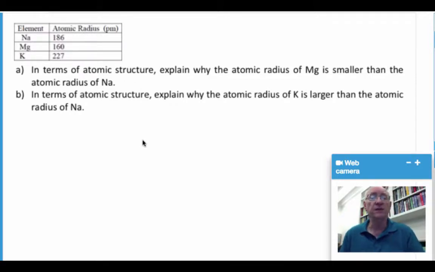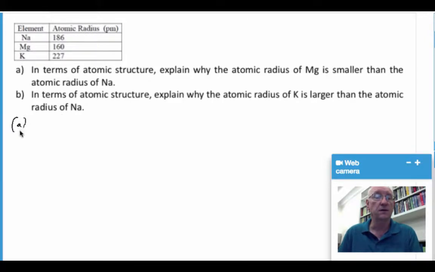We've got three elements here, and what we have listed is their respective atomic radius in picometers. Sodium has an atomic radius of 186. Magnesium has an atomic radius of 160, and potassium has an atomic radius of 227. So the question they're asking is, in terms of atomic structure, explain why the atomic radius of magnesium is smaller than the atomic radius of sodium.